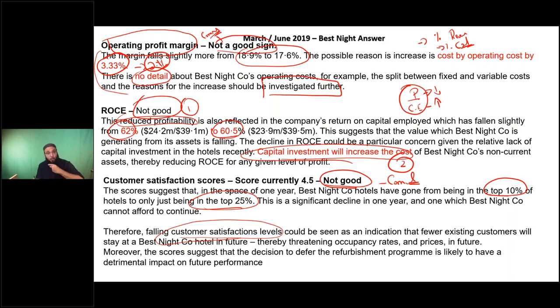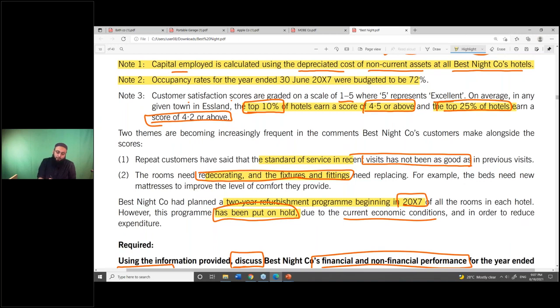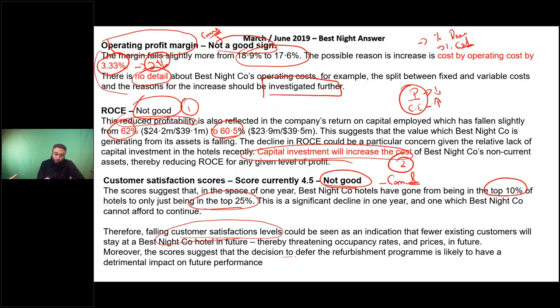And this can affect your future business. That's why I say non-financials give you a future message, which means in future, you will struggle in terms of occupancy and rates and prices. And as it says, you put your refurbishment on hold, which was needed to be done. If you do not do it, you will suffer in the future because you have deferred your refurbishment program, which can impact your future performance.